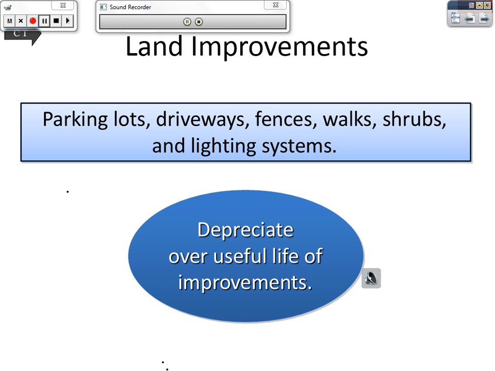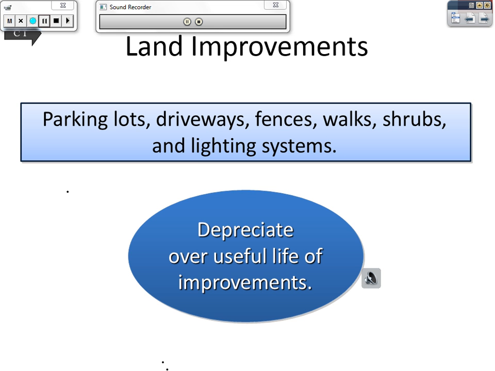This is normally the things that people don't really think about. When you buy land, it's not just buying land, I'm going to build something on it. If you are running a business and you're building your business around this land that you have purchased, some other things that you have to be concerned about are the parking lots that are needed, the driveways, the fences, the walks, the shrubs, lighting systems, all that other stuff that makes sure that the land is what? Functional, right? Ready to be used. So those land improvements we can depreciate.